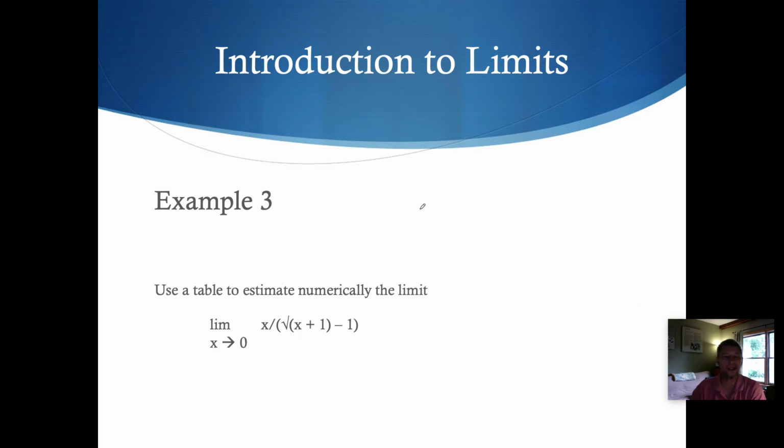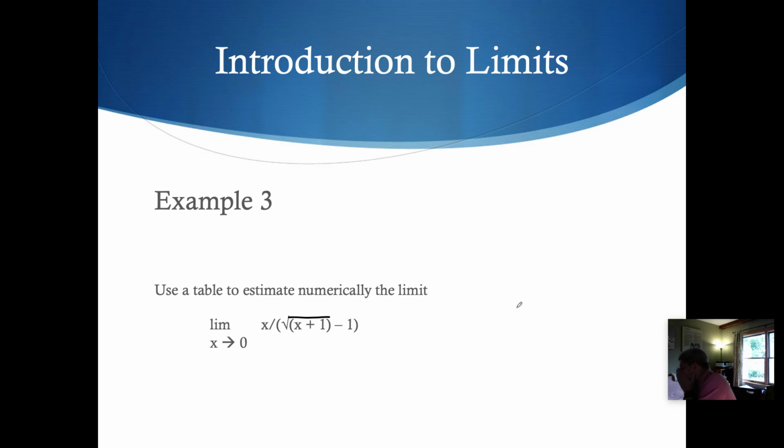All right, let's have another look that will illustrate this a little bit more accurately. In this particular case, it asks you to use a table to estimate numerically the limit as x approaches 0 of x divided by the square root of x plus 1 minus 1. The square root sign only goes over the x plus 1.